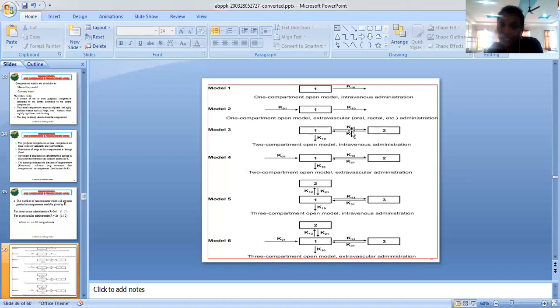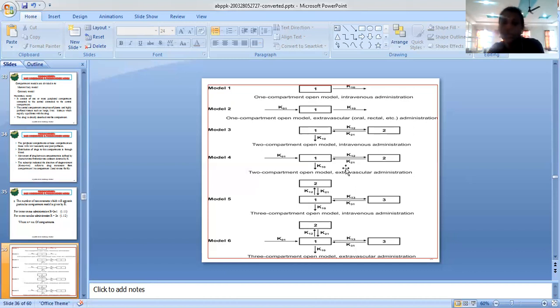And here K12: in the assumptions I have already explained that each and every compartment is reversibly communicated with each other, so that reversible communication is there from one compartment to another compartment. Here K12 indicates movement of drug from the central compartment to the peripheral compartment. K21 indicates movement of drug from the peripheral compartment to the central compartment 1.